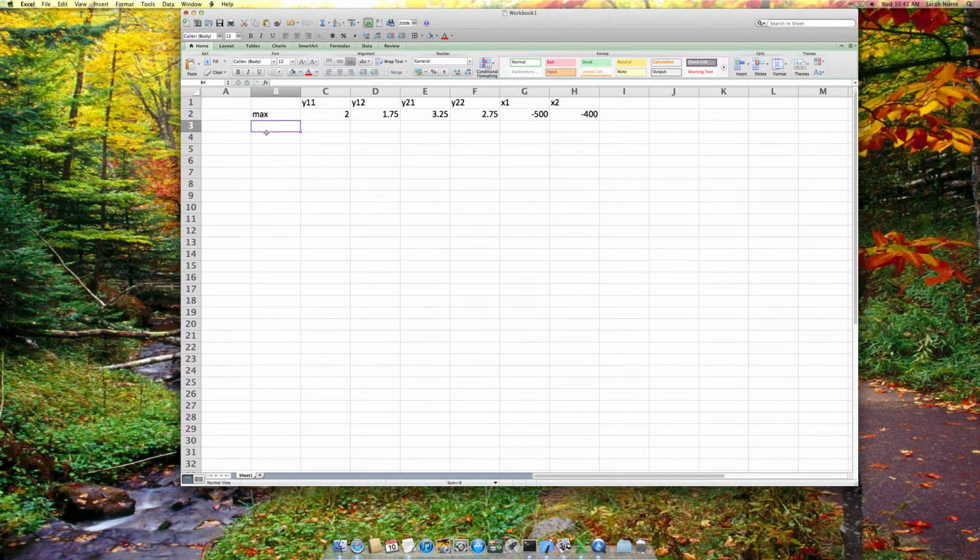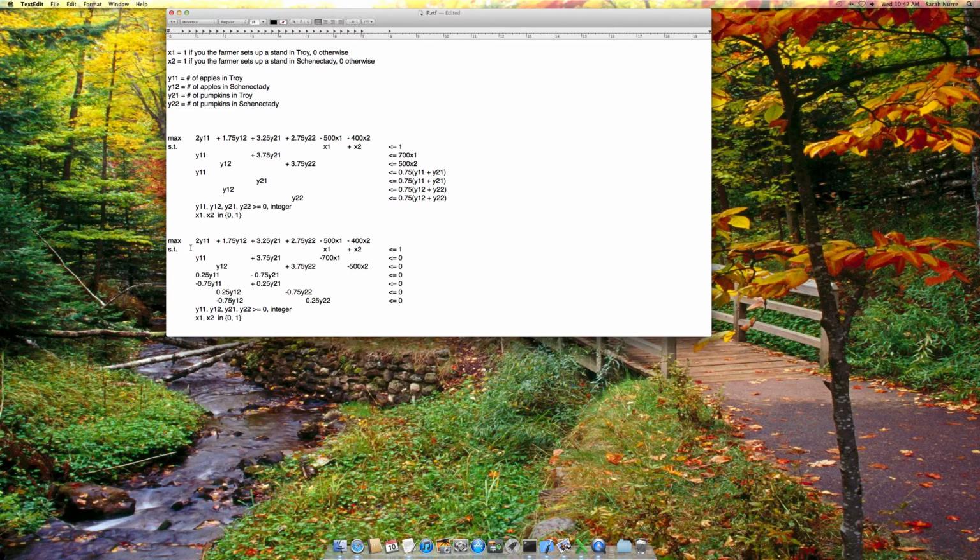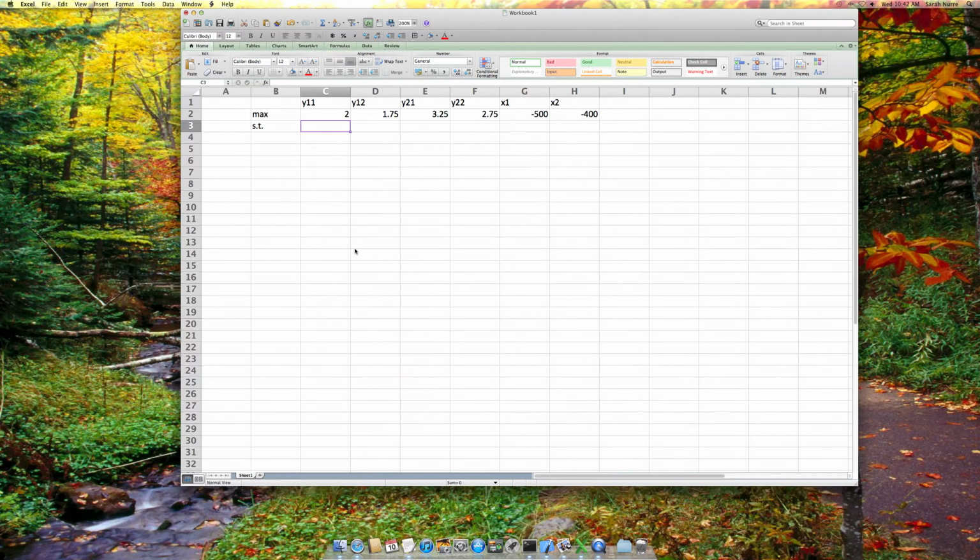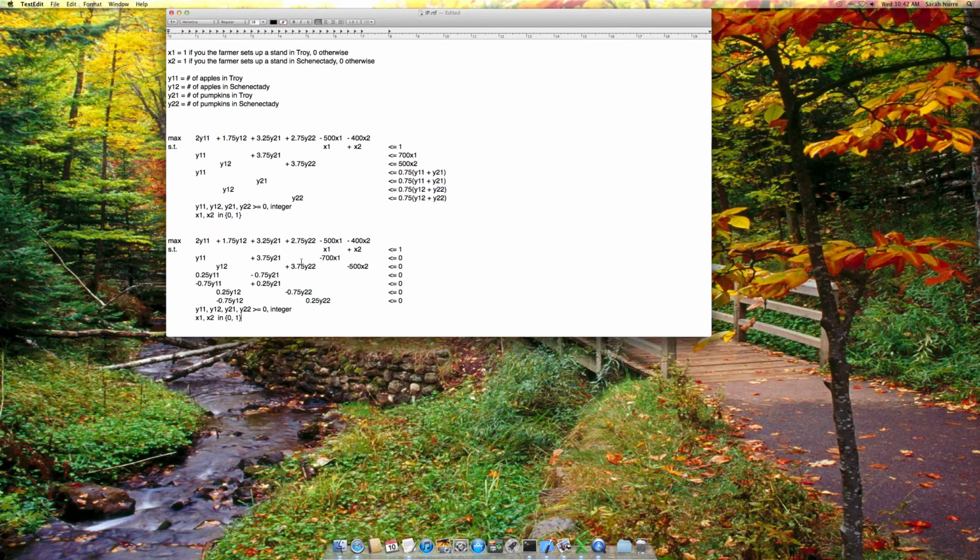Then I'm going to have a constraint here. I'm just going to put in my constraints exactly how I see it here. I have all zeros except for a 1 on x1 and a 1 on x2. So here 0, 0, 0, 0, 1, 1. And here I'm saying this has to be less than or equal to 1.